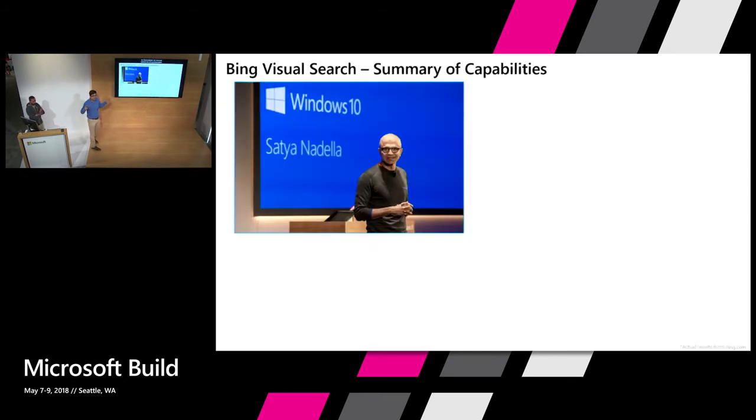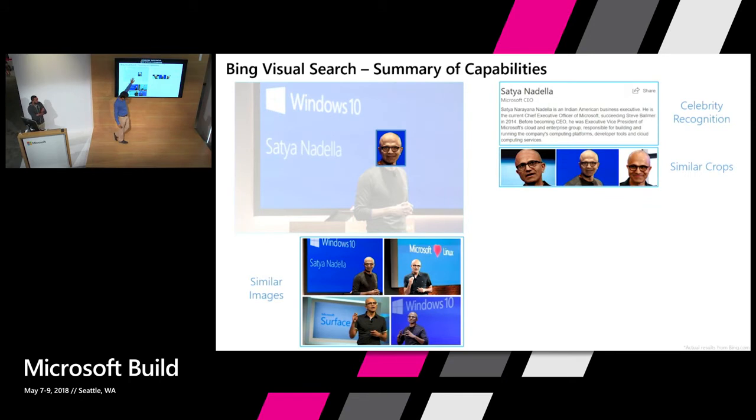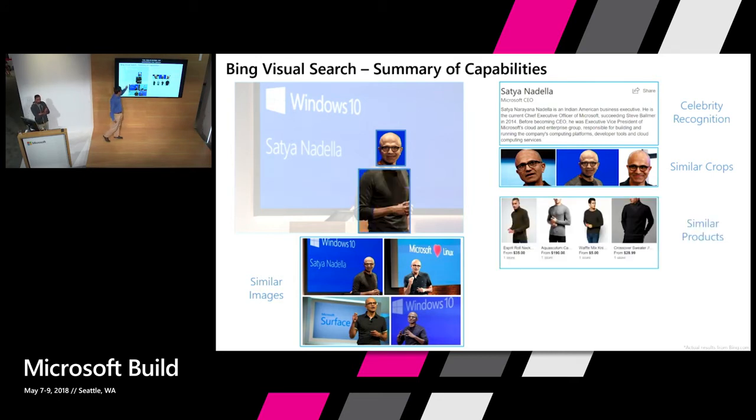Now, I talked about a lot of different capabilities, and this is just one single API. So here, I'm trying to summarize that. Given a picture like this, you get similar images. You understand that this is Satya Nadella. You also get similar crops for the cropped region. You can detect the object, right, from fashion, and you can get similar products from that. And this is something that you can restrict to your domain again. And on top of that, you get web sources.